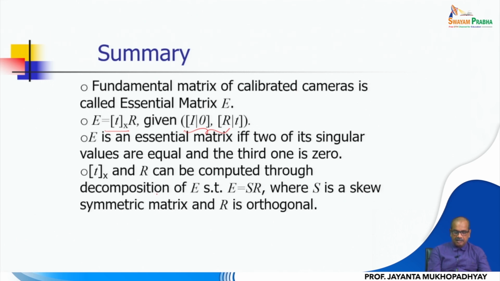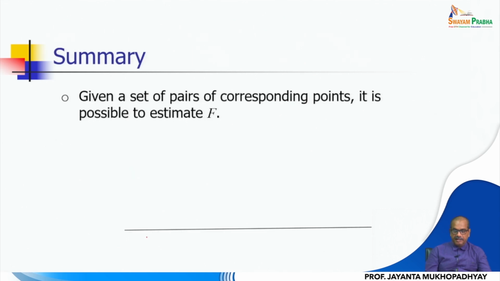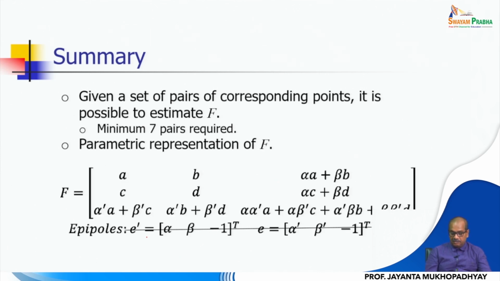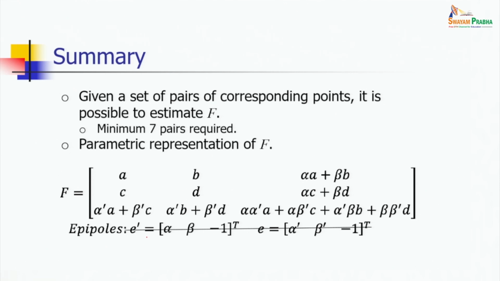And we can decompose the essential matrix to obtain the respective factors R and T cross, and given a set of pairs of corresponding points, it is possible to estimate F. We require a minimum of 7 points. There are parametric representations of F. So, one of the representations is like this, and you see that this is a left epipole and this is a right epipole.